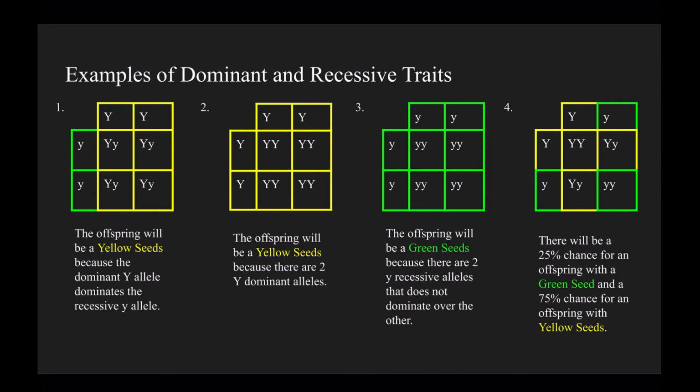So their only outcome is green seeds because there are two recessive y alleles that do not dominate over the other. In example 4, there will be a 25% chance for an offspring with a green seed and a 75% chance for an offspring with a yellow seed. This is because only one of them does not have a dominant Y allele. All of the others do, so they are all yellow because the dominant Y gene dominates.